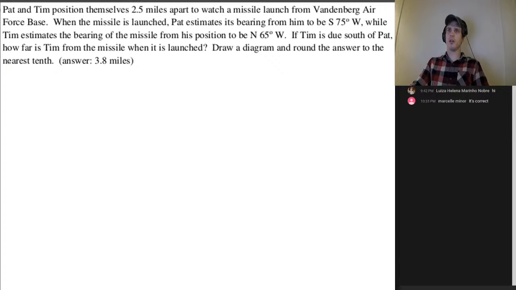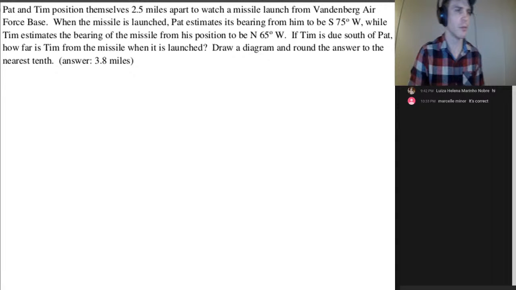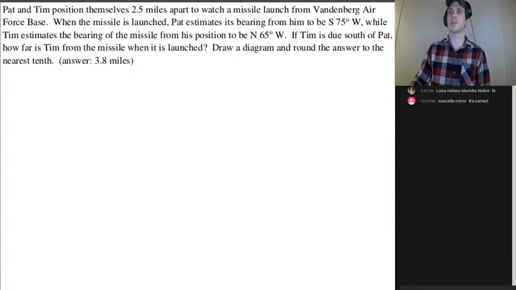Okay, so Pat and Tim positioned themselves 2.5 miles apart to watch a missile launch. Oh, is this the same question? Yeah, I think maybe we are done. So we did the road, we did the ladder, the building with the sun and the shadow, the tree and the river. We did Pat and Tim already. Crushed it.